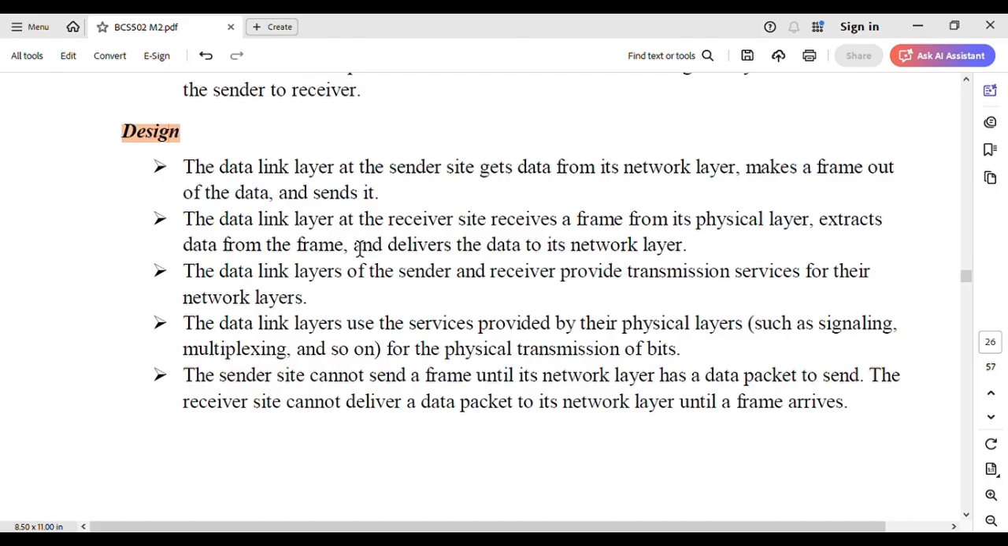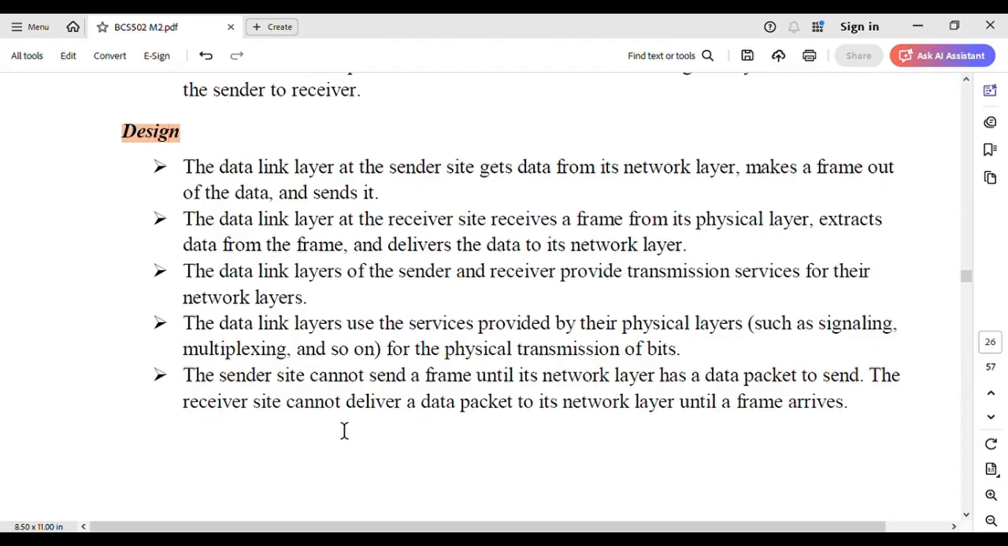The data link layer at the receiver side receives the frame from its physical layer, extracts the data from the frame, and delivers the data to its network layer. So the receiver receives data from the physical layer, extracts the frame, and the remaining data is delivered to the network layer at the receiver. The data link layers of the sender and receiver provide transmission services for their network layers. The data link layer uses the services provided by the physical layer, such as signaling, multiplexing and so on, for the physical transmission of bits.